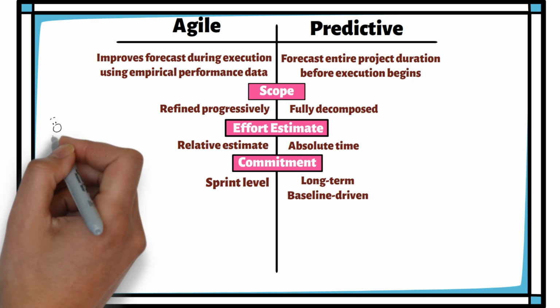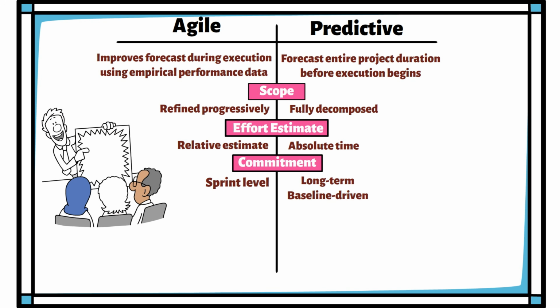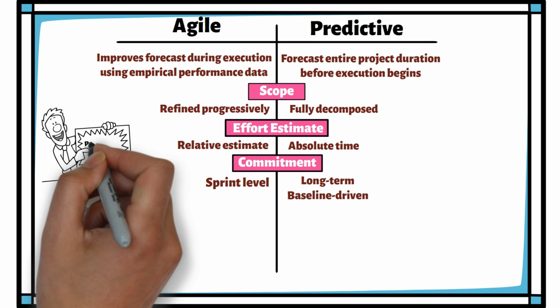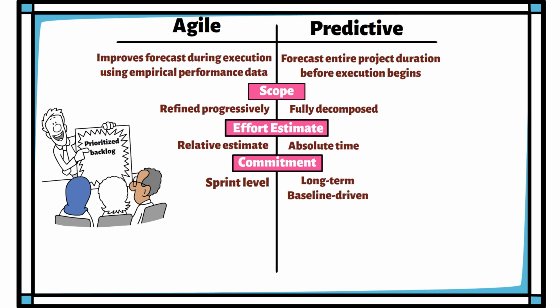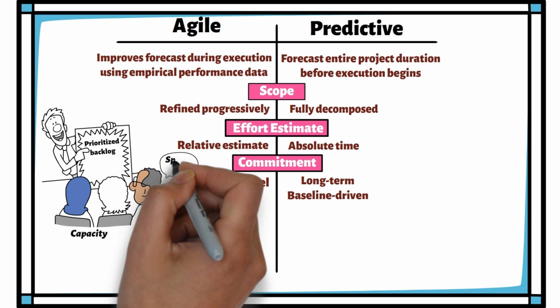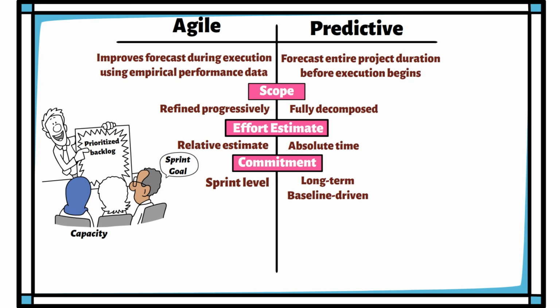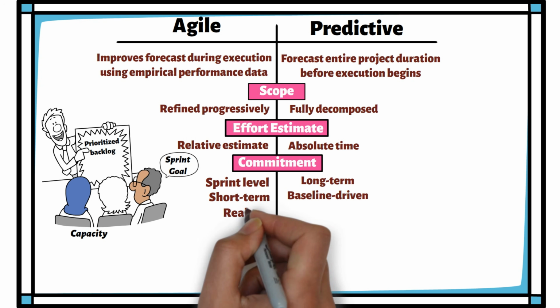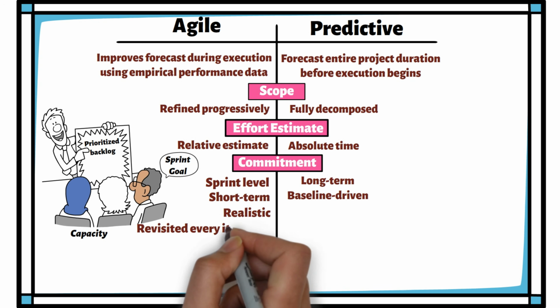Sprint planning becomes the key commitment point. The product owner presents prioritized backlog items. The team evaluates capacity and selects stories aligned with the sprint goal. Commitment is short-term, realistic, and revisited every iteration.